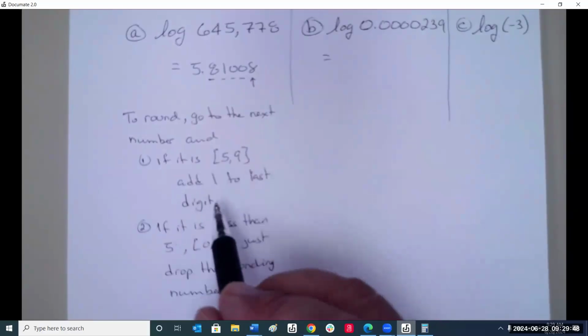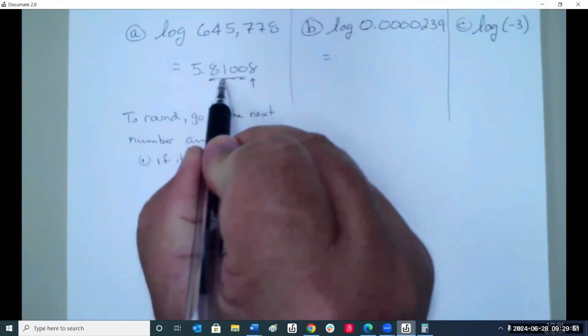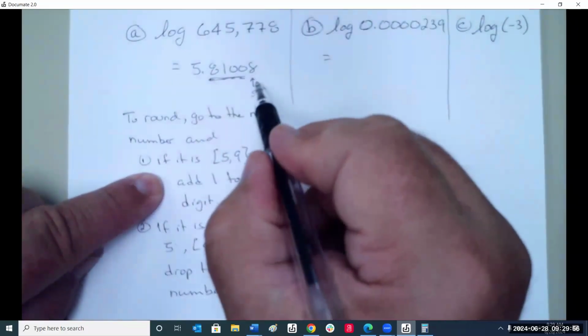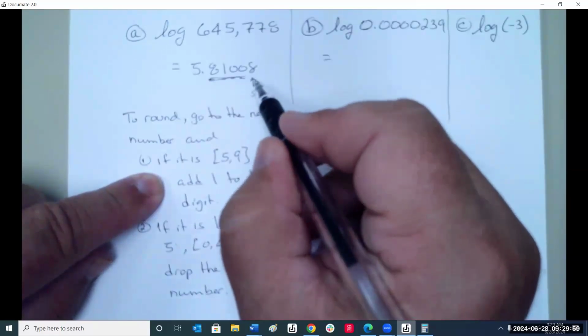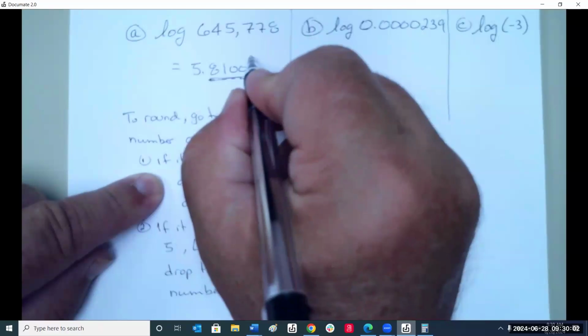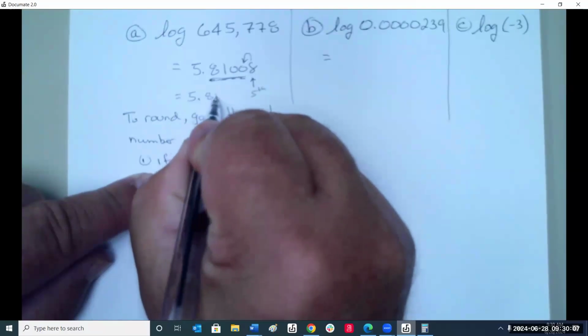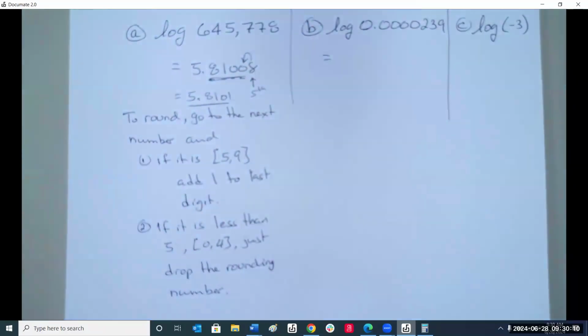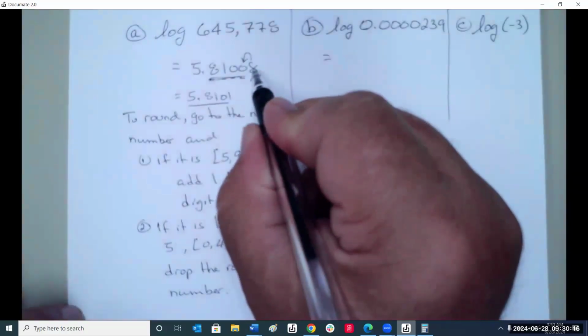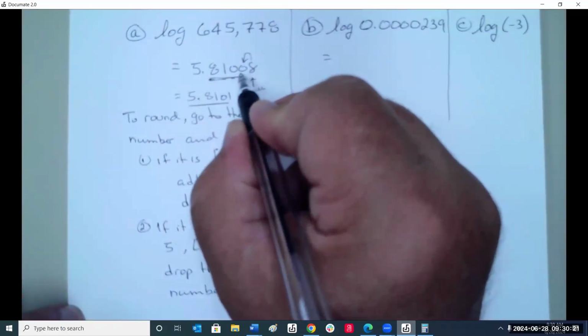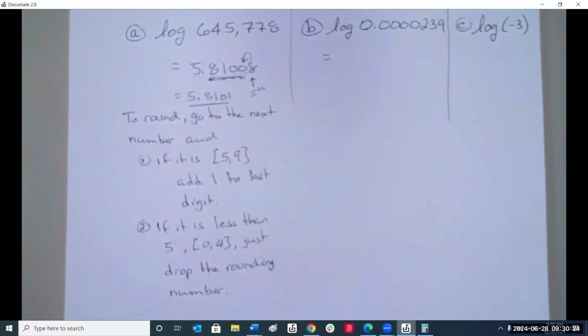So what this means is this: since we're rounding to 4 decimal places, we go to the 5th location. That's the one we're looking at. That's the next number. Since this number is between 5 and 9, we add 1 to that number. So that's our answer. If this number was between 0 and 4, then we just drop that number and leave that one alone. And those are your 4 decimal places, because the question asks to round to 4 decimal places.